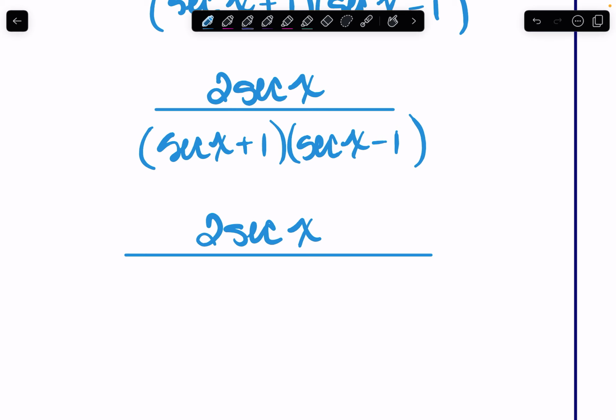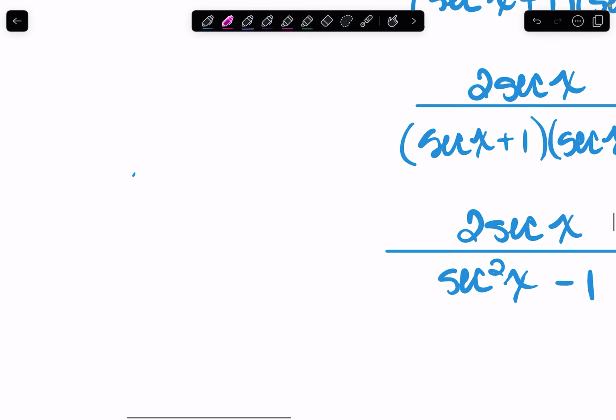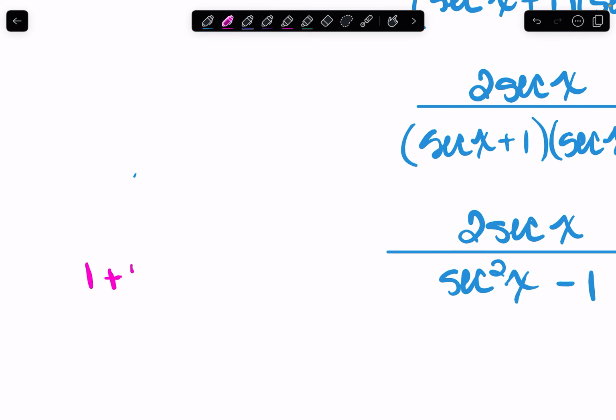So first, secant times itself, secant squared. It's a difference of squares, so the outside and insides drop, just secant squared minus 1. That is another one of your Pythagorean identities. The Pythagorean identity as written, I'll write it over here, is 1 plus tangent squared of x equals secant squared of x. Remember, you're allowed to manipulate these.